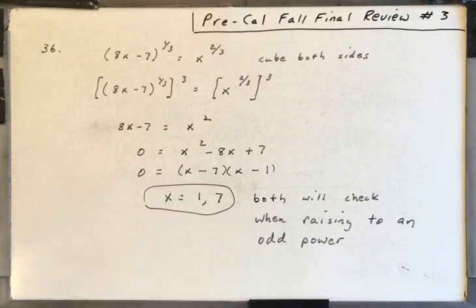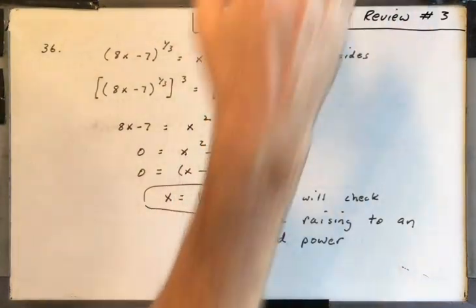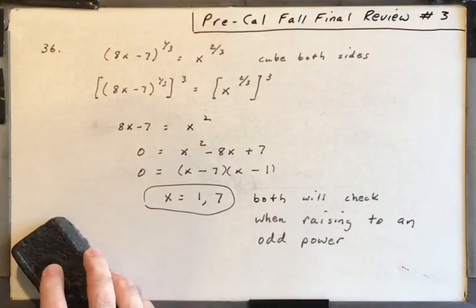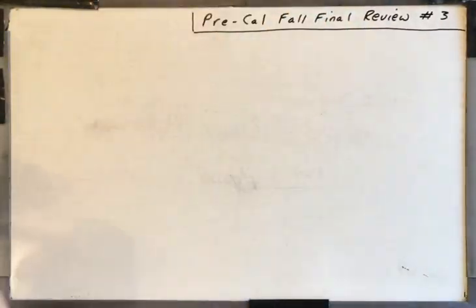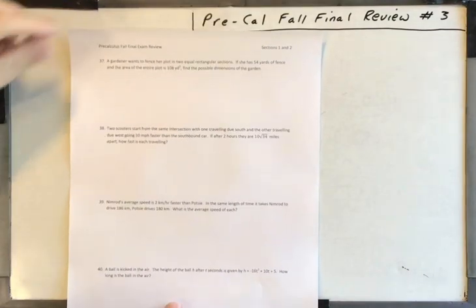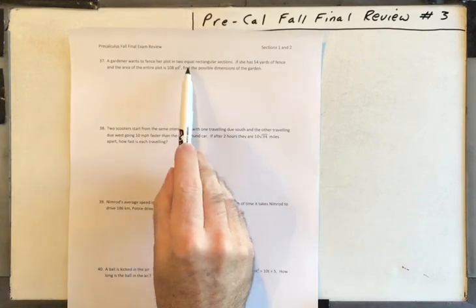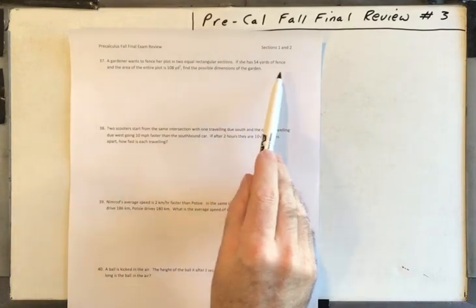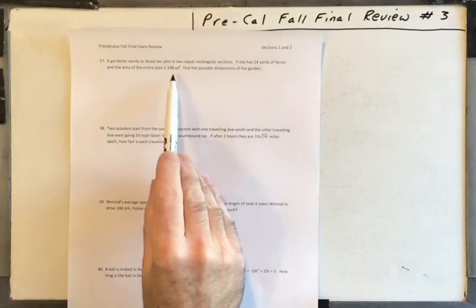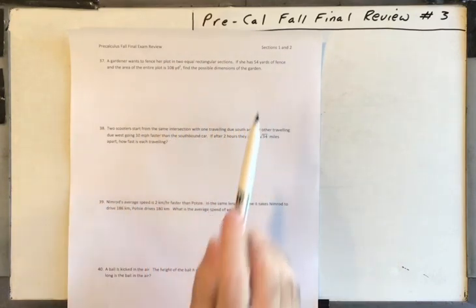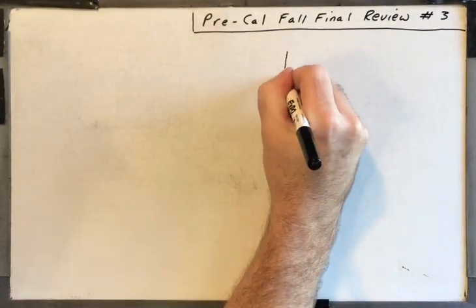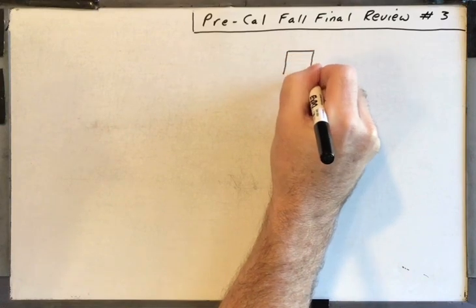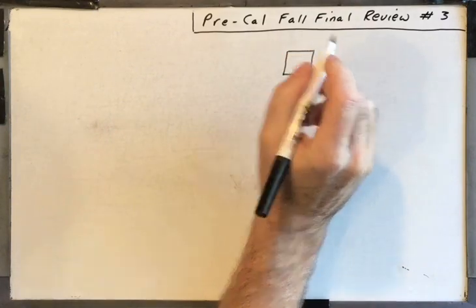So let's move on to the last page of this big set of review questions. Finish it up, and I'll make this video a little shorter than the others. So 37 says, a gardener wants to fence her plot in 2 equal rectangular sections. If she has 54 yards of fence and the area of the entire plot is 108 yards squared, find the possible dimensions of the garden. All right, we have 2 equal. All right, this is number 37, by the way.